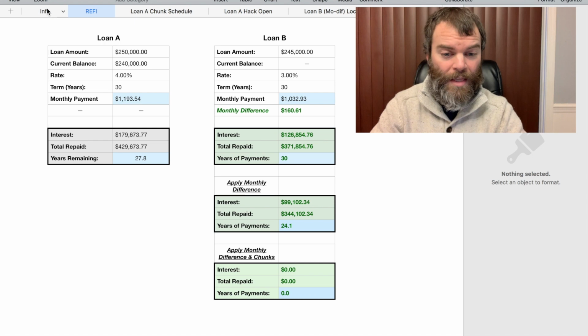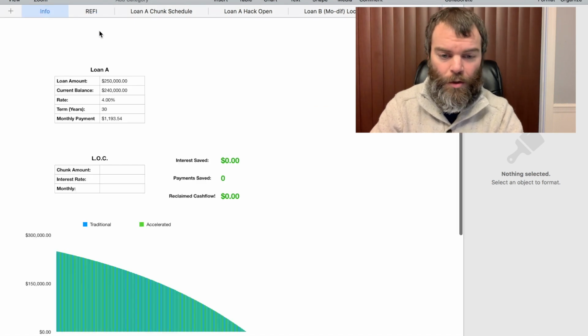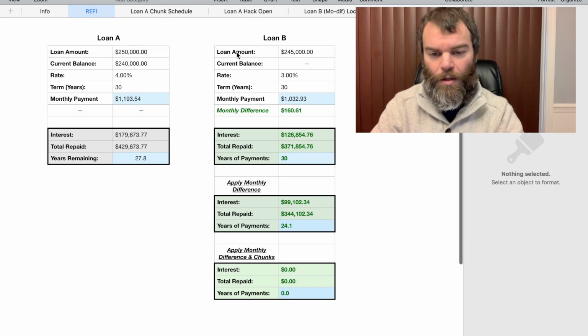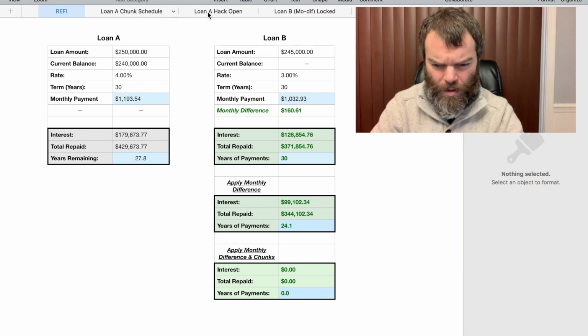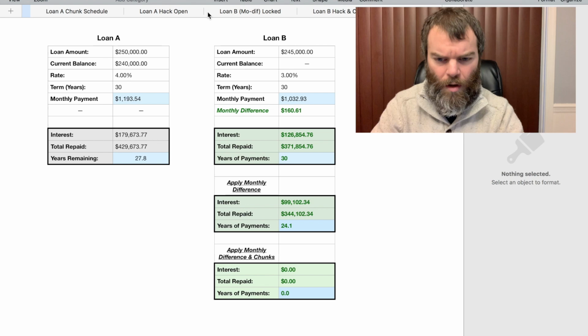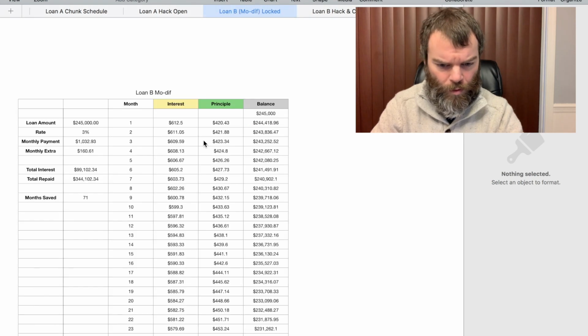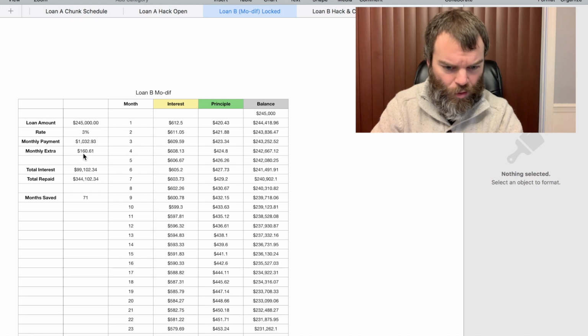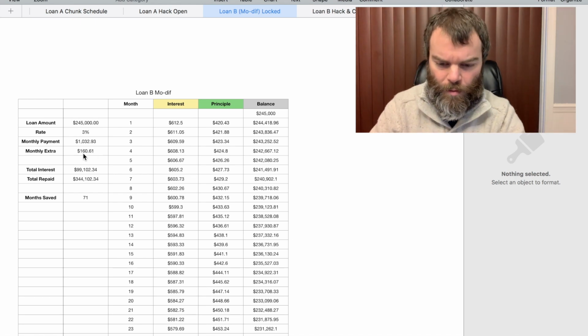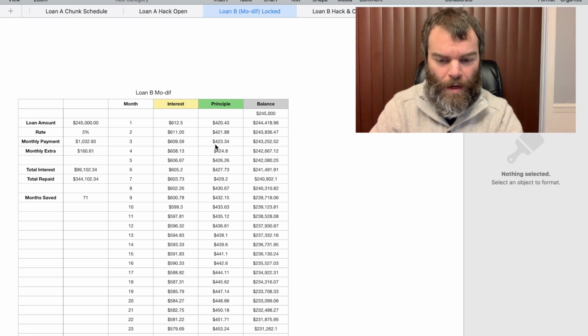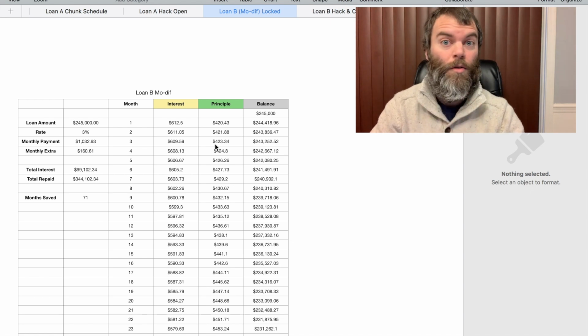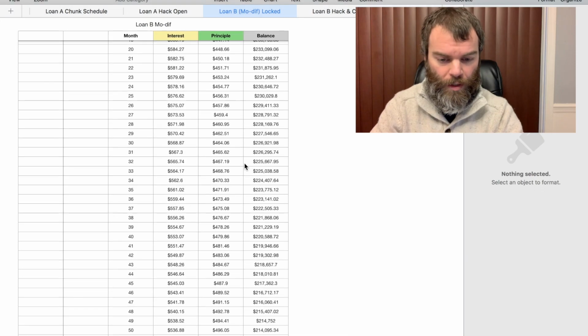But that's this page. So once again, we can just enter your info here. We can compare with the new loan. We can also look in these other tabs, and this would be our loan B, our new scenario. This one goes through and tells us if we apply that monthly extra, it automatically grabs that data from the previous page and populates it here. And this will tell you exactly what your amortization schedule is. I'd be happy to go through and explain how this works.